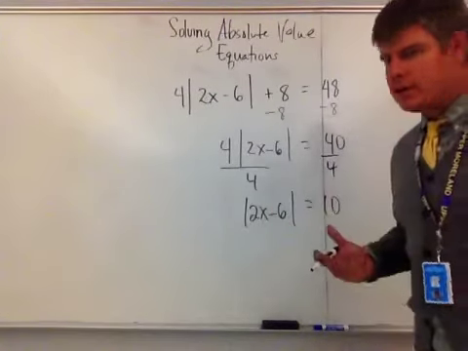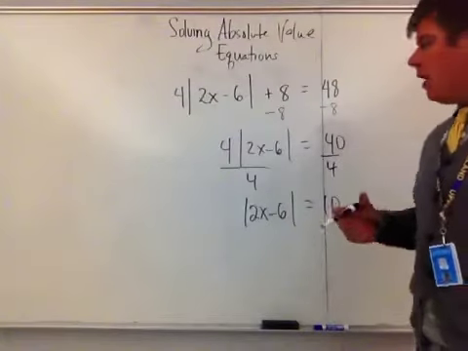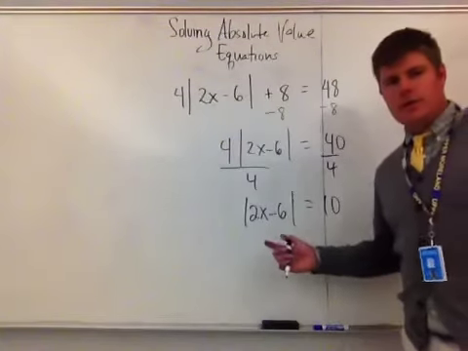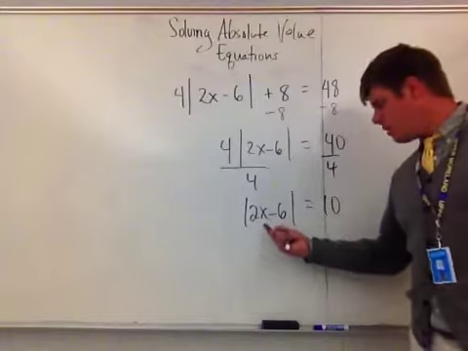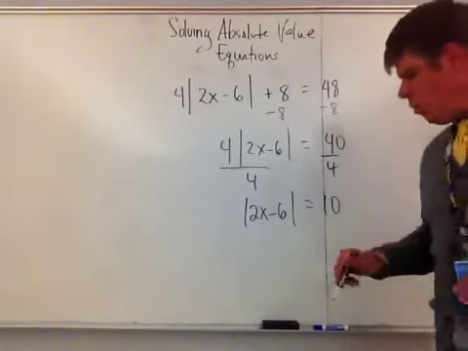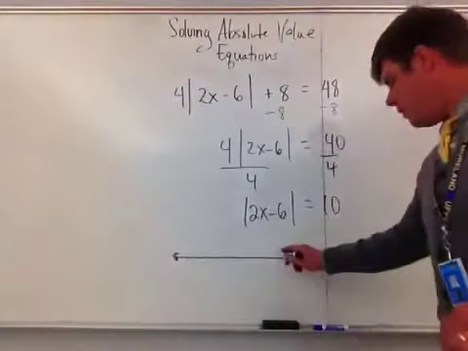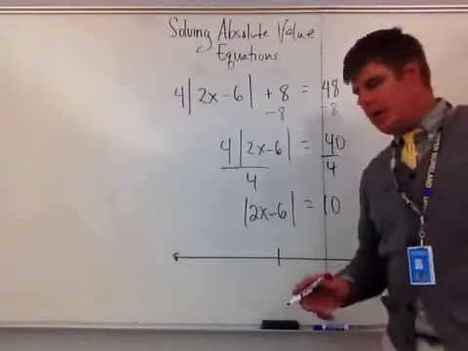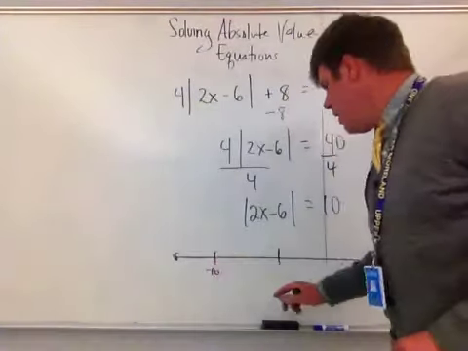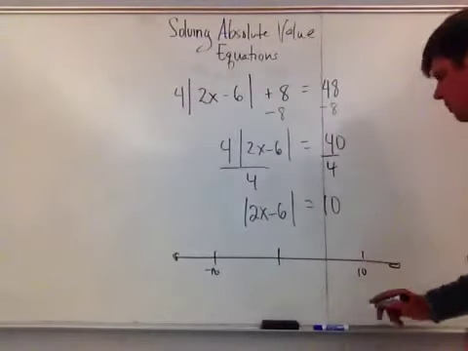And the important thing here is to recognize that you're not done. The only thing that you've done here is you isolated it to the point where you have the absolute value of 2x minus 6 must be 10. So using this number line again, what you've discovered is that from 0, if I went 10 units left, I would be at negative 10. And if I went 10 units to the right, I must be at 10.